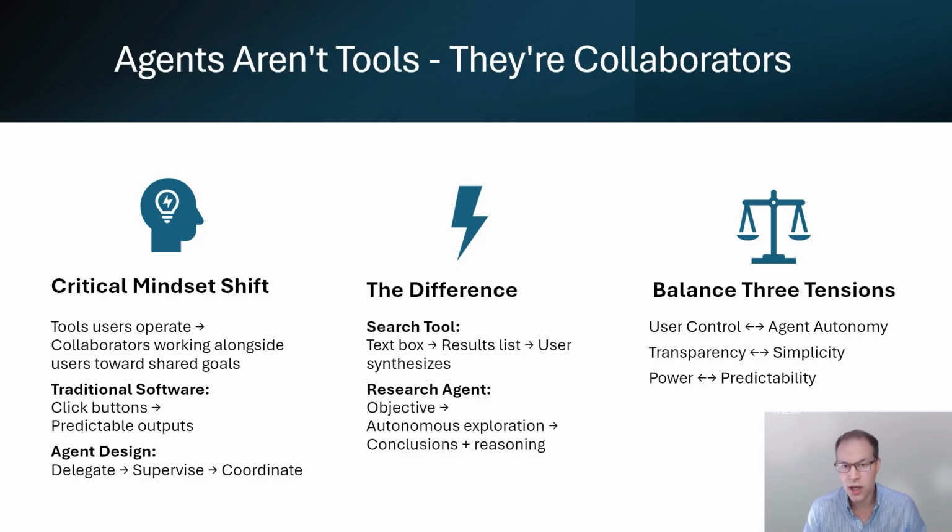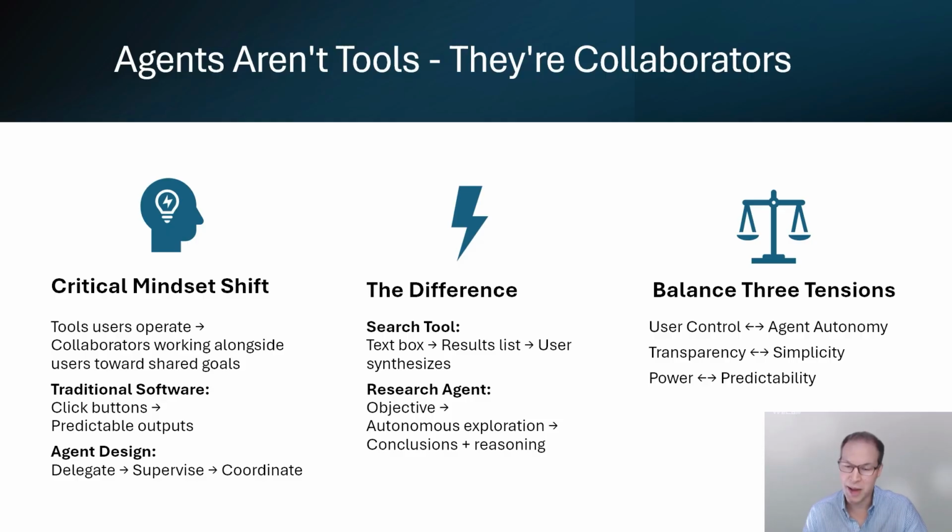Let's look at a difference. In a search tool, you put something in a text box, you get provided with a results list, and then you have to synthesize that results list to get to your final objective. In a research agent interaction, you want to provide a higher-level objective to the agent, which allows the agent to perform autonomous exploration and return with conclusions plus the reasoning.